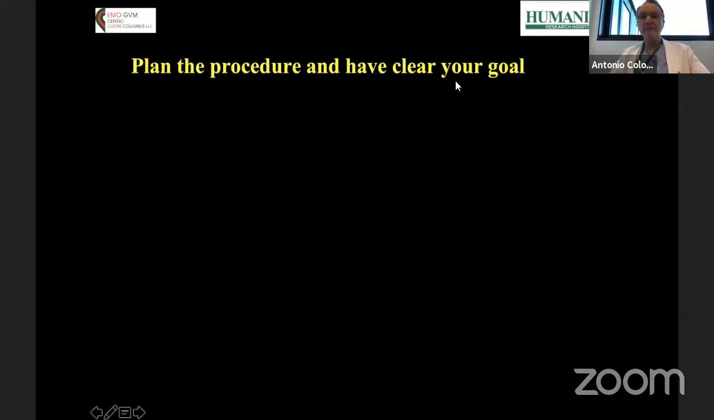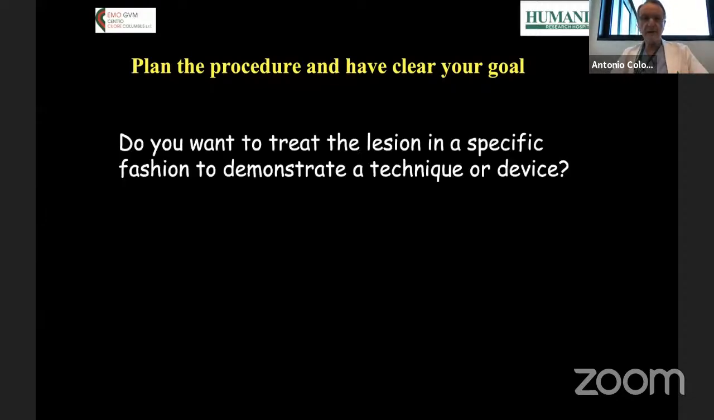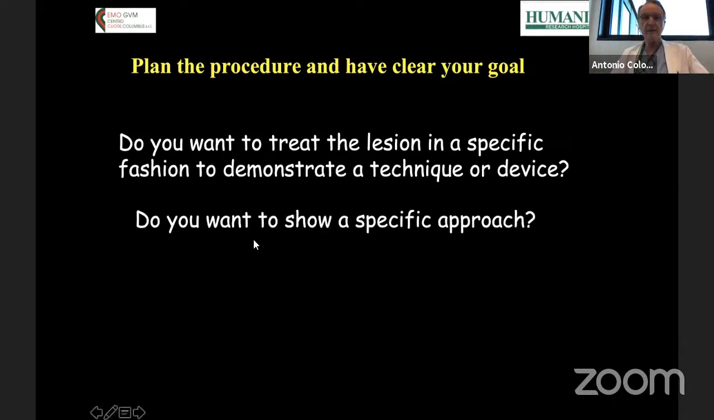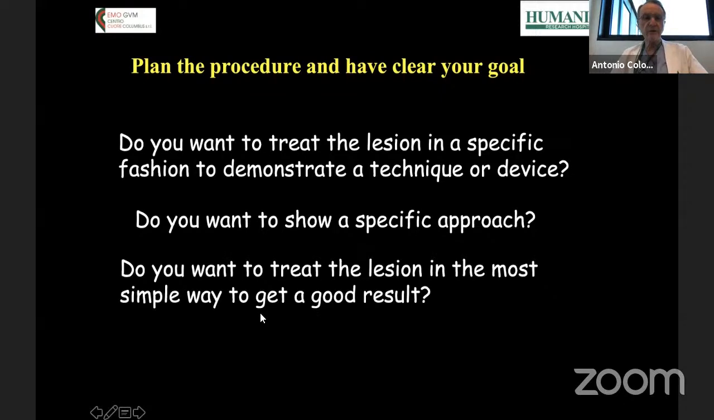Plan the procedure and have clear your goal. If you are doing a coronary angiogram, your goal is to see the coronaries well and to make a diagnosis. Make sure that you know why you're doing something. Do you want to treat the lesion in a specific fashion to demonstrate a technique or a device? Do you want to show a specific approach? Do you want to treat the lesion in the most simple way to get a good result? I believe this last statement should be our goal.